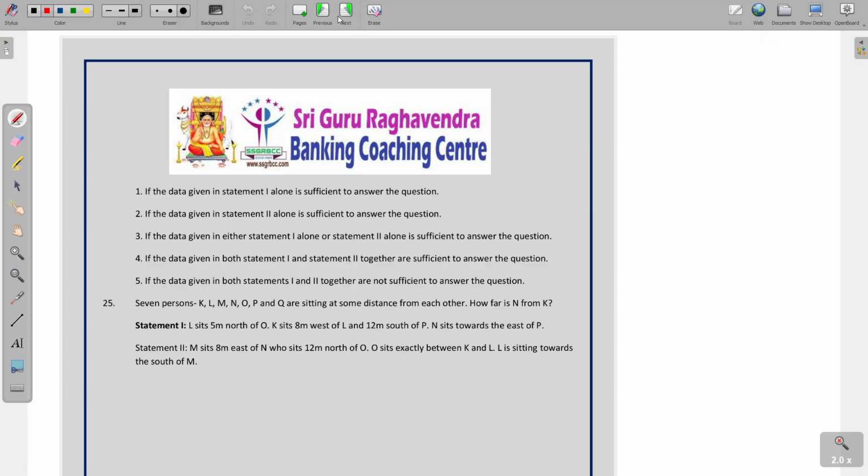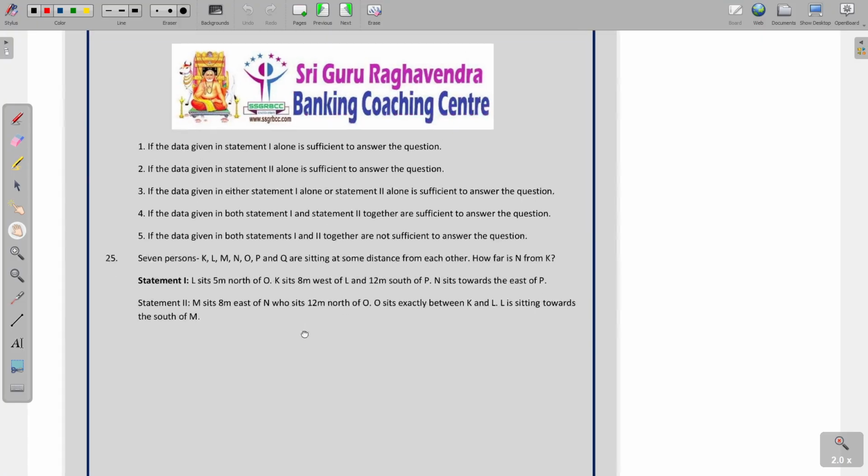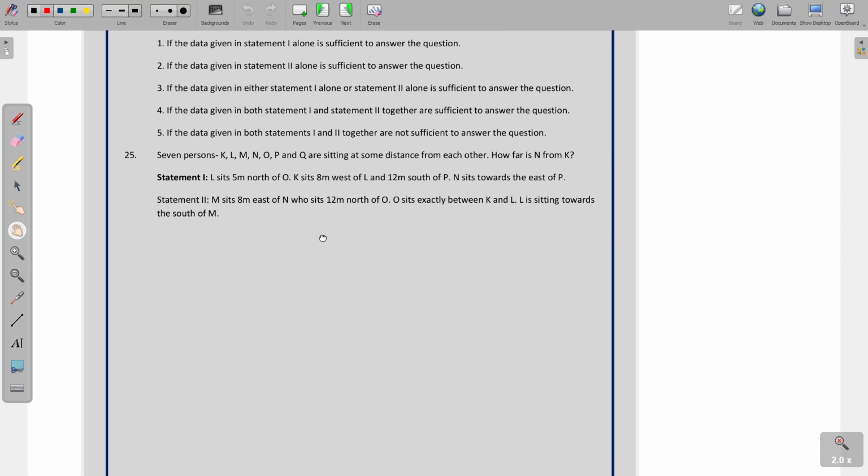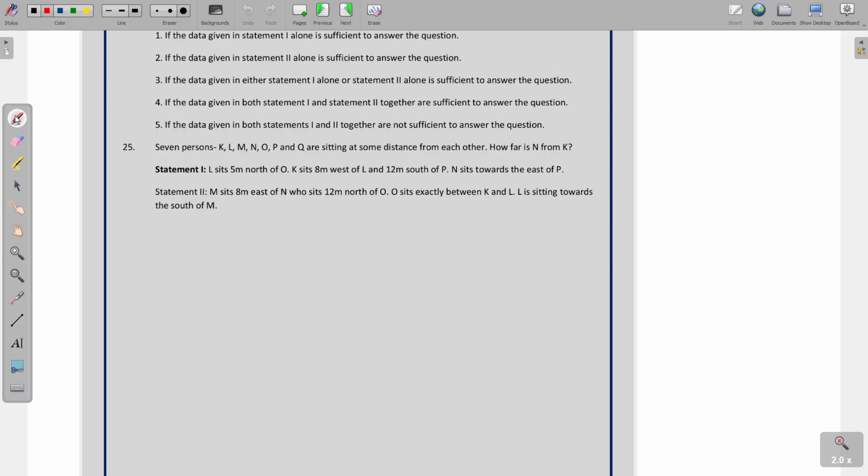Next question number 25. Question number 25. See the first one. 7 persons K, L, M, N, O, P, Q are sitting at some distance from each other. How far is N from K? So we need to find this distance. L is 5 meters to the north of O. So L is 5 meters to the north of O.